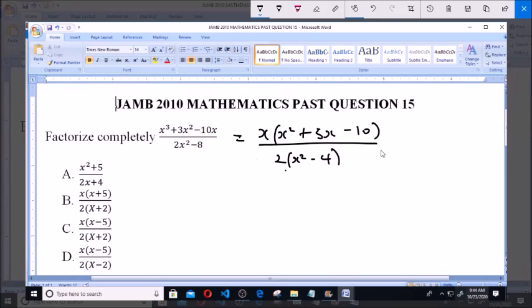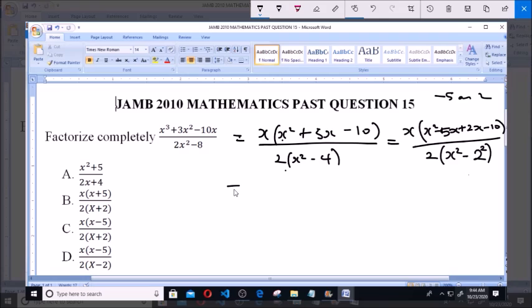Now we can also say that this is equal to, now let's factorize what? This part. Now this is a quadratic equation, that is from here to here is a quadratic equation. Now factorizing this, we have that what? We look for two numbers that when added together will give us plus 3, and when multiplied will give us minus 10, and those two numbers are minus 5 and 2. So we can now say x squared minus 5x plus 2x minus 10 all over 2 into x squared minus 2 raised to the power of 2.